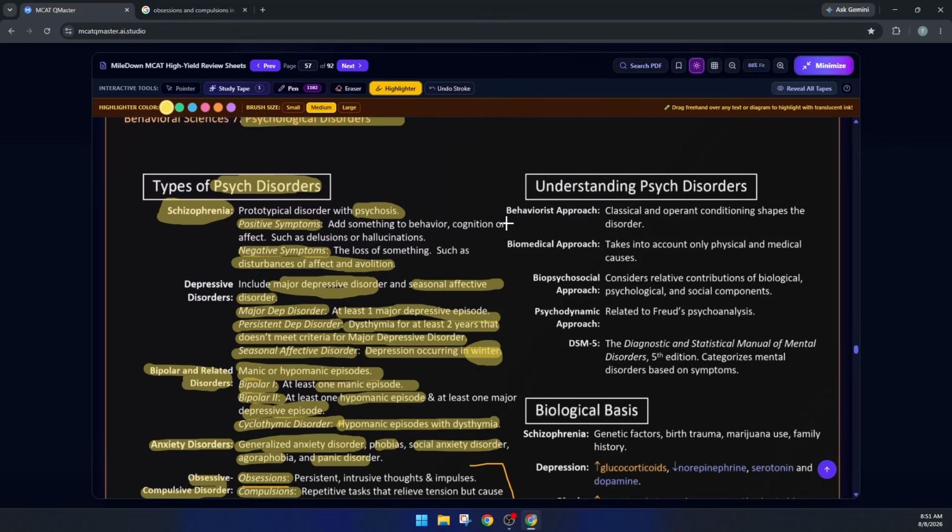Understanding psych disorders. The behaviorist approach is classical and operant conditioning. We already went through classical and operant conditioning, so you should know by now what those are, and be able to give an example of each. This shapes the disorder in the behaviorist approach.